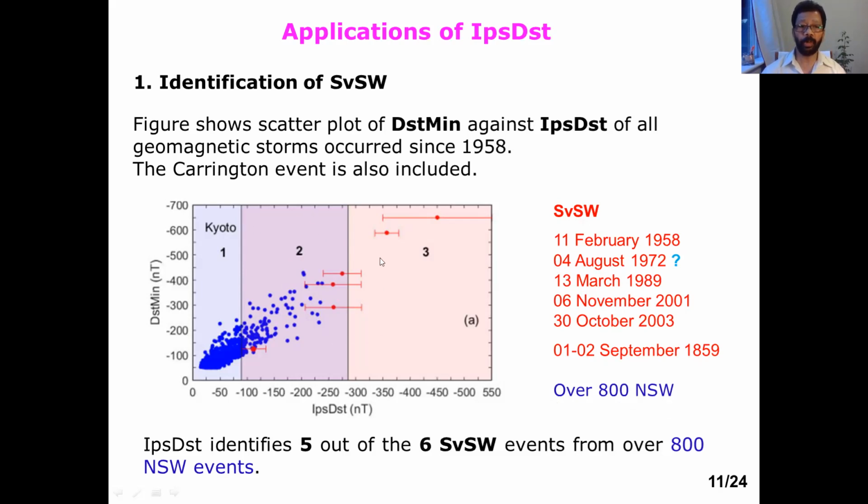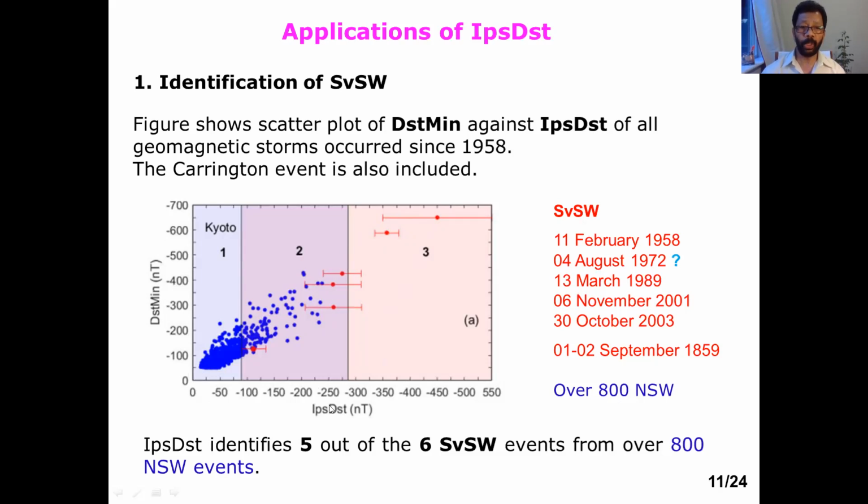This figure illustrates our first step. Here we plot the conventional parameter of the storms against the new parameter IPS-DST of all the storms. Red dot corresponds to severe space weather and blue dots to normal space weather. You can see 5 of the red dots are clearly separated from all the blue dots. That means in terms of the new parameter, 5 of the severe space weather events can be identified, while the conventional parameter DST min can identify only these 2 events.